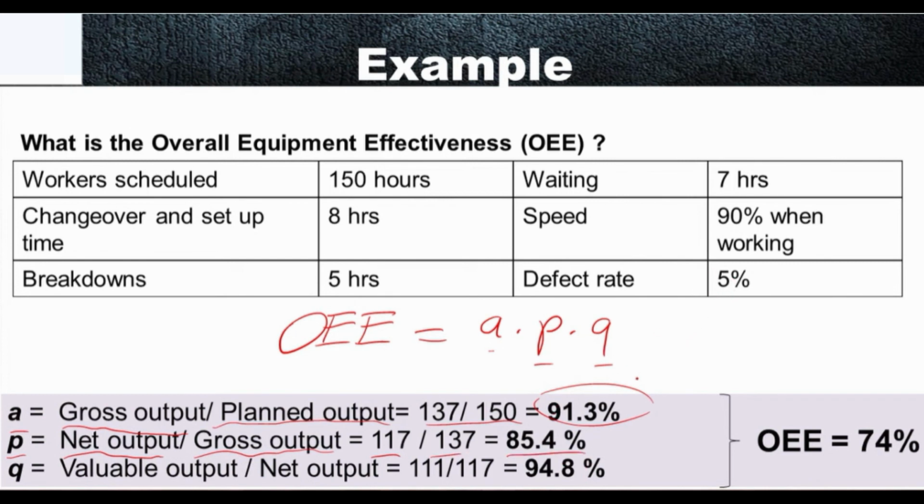When we multiply them, and remember you have to multiply these as decimals, so this one becomes 0.913, and this one becomes 0.854, etc. When you multiply them, you read 74% as OEE. Now, is that acceptable? Depends on your industry, depends on your norms, but at least now you can compare and you can benchmark, and you know where the biggest quality losses are.